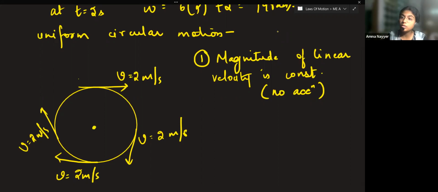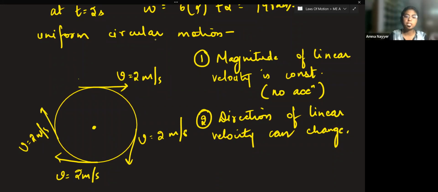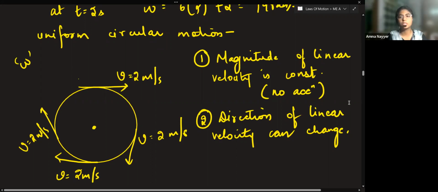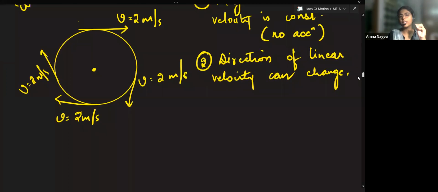So second point, linear velocity has the liberty to change its direction. The direction of linear velocity can change. Now coming to angular velocity, omega represents your angular velocity. For angular velocity, the magnitude has to be constant. If you see a case in a circle where the magnitude of angular velocity is not changing with respect to position, time, or any other physical quantity, then you can consider it again as uniform circular motion.